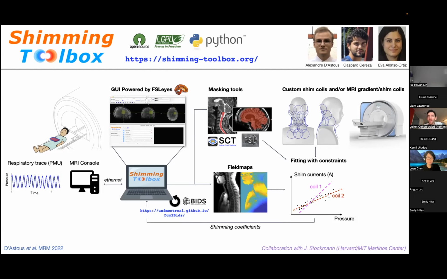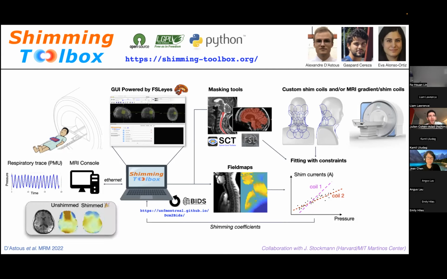And then those coefficients are sent back to the laptop that writes a text file, and the text file is read by the pulse sequence of the scanner, and then it can consider those coefficients for the advanced shimming. More details in this recent MRM publication from Alexandre D'Astous.